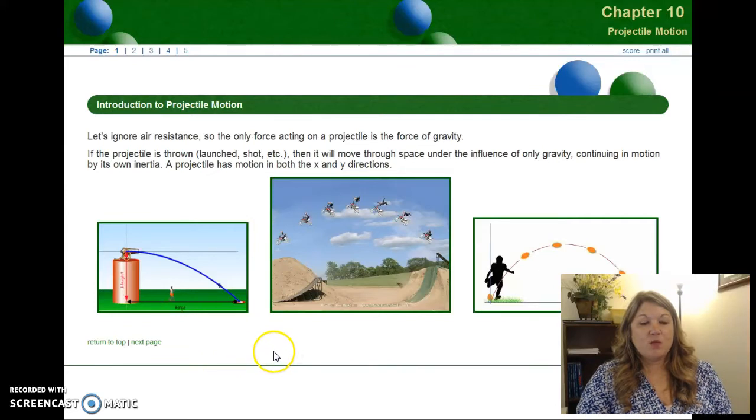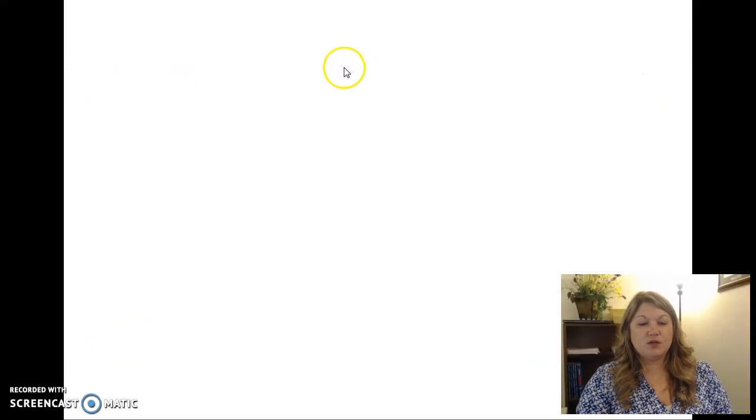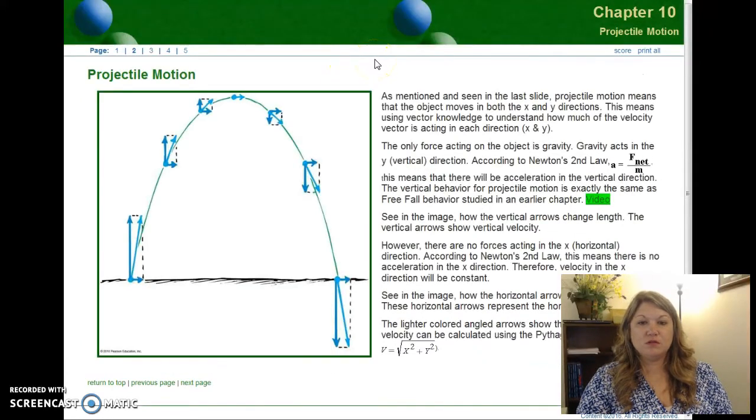So if the projectile is shot, thrown, launched, however it is, it will move through space with only gravity affecting it. Its own inertia, which we know is measured by its mass, will be what propels it forward. Keeping that in mind, let's look more at these 2 dimensions.